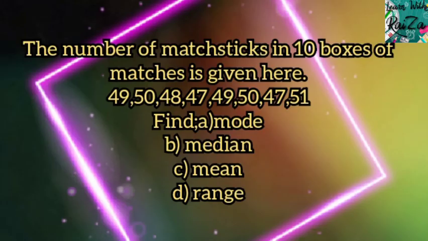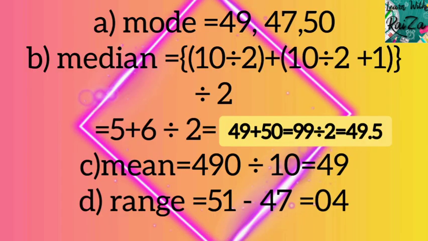Alright, now the fourth one, part D. It says to find the range. Range means maximum value minus minimum value. What is the maximum value here? Yes, 51. And the minimum value? 47. So students, range is maximum minus minimum. So 51 minus 47 is 4.